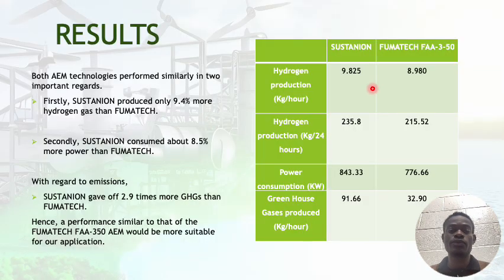Now, from our simulation, we were able to evolve about 9.8 kilograms of hydrogen gas per hour using the Sustain Ion system, and 8.9 kilograms per hour of hydrogen gas using the Fumatech system. There's a marginal difference between them. Now, for the power consumed, the Sustain Ion electrolyzer system consumed more energy than the Fumatech system, and also produced more greenhouse gases, almost 3 times as much as the Fumatech system did.